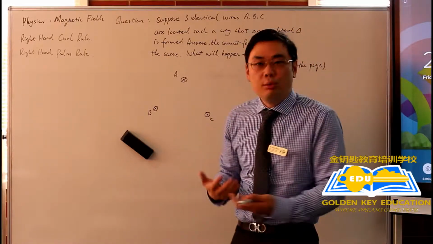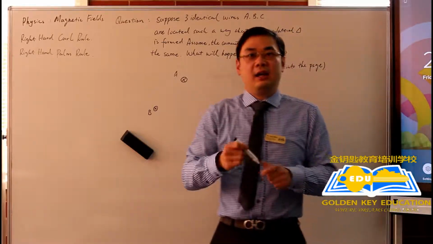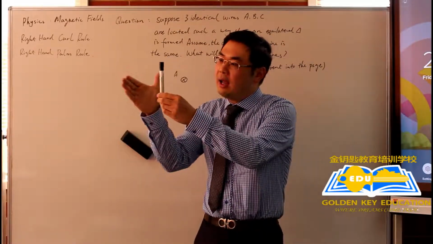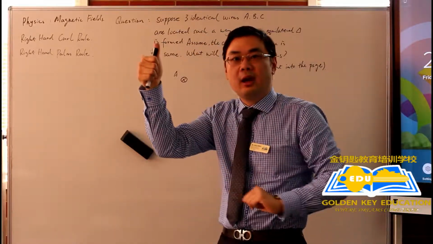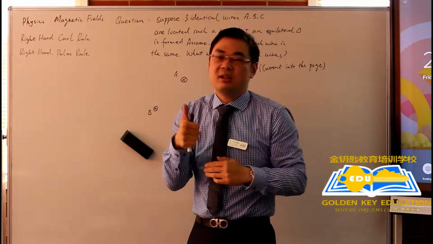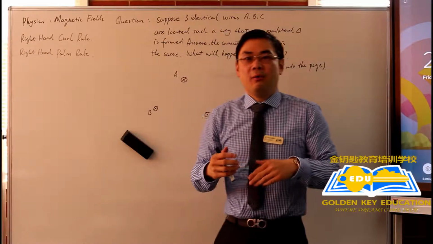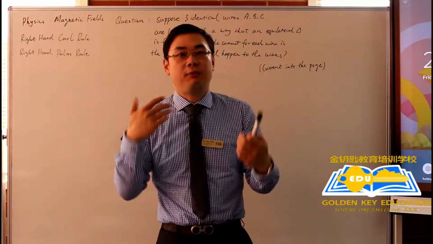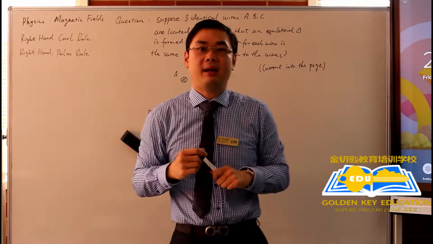The two rules involved are the right-hand curl rule, so for example, a wire that has a current and your right hand is trying to grab the wire, with your thumb pointing in the current direction, and how your fingers grab the wire gives you the direction of the magnetic field. Also, the right-hand palm rule helps you find the direction of the magnetic force if you place a current-carrying wire in an existing magnetic field.